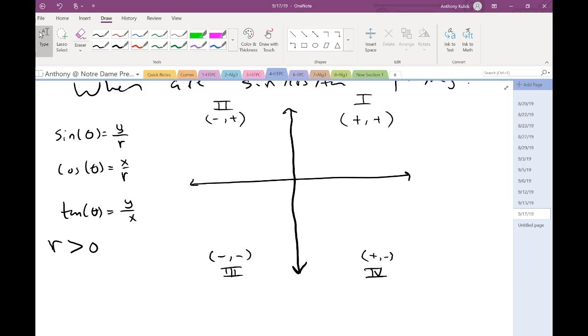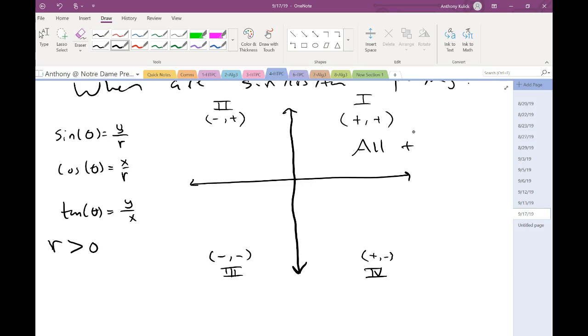Okay, so if I look in quadrant 1, sine is y over r, so I have a positive over a positive. Cosine, x over r, will be a positive over a positive. And tangent, which is y over x, would be positive over positive. So I know that all three of them are positive in the first quadrant. Everybody okay with that idea? If we restrict our problem down to being only a first quadrant problem, we have the trigonometry we remember from geometry.